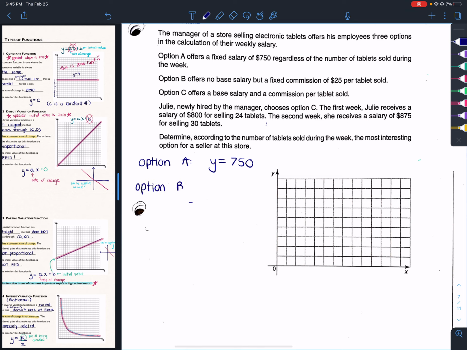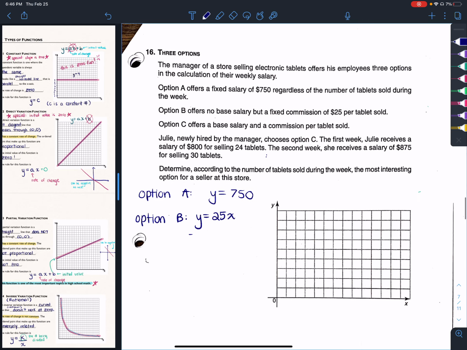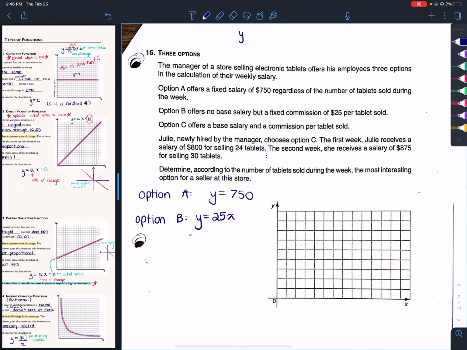Option B offers no base salary, but a fixed commission of $25 per tablet sold. So we're being paid $25 for each tablet that we sell, but no fixed salary. So y equals 25x plus 0. So at this point, we can tell that our y is our salary, and our x is the number of tablets sold.